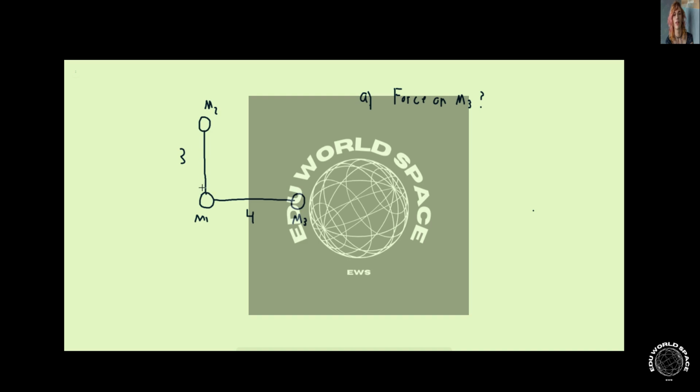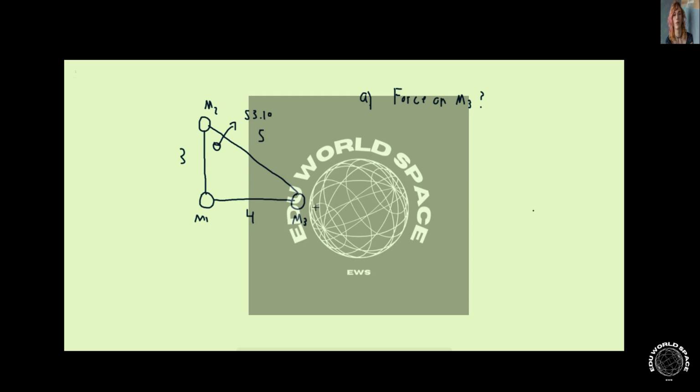So if one side is 3, the other side's 4, and this is a right angle, we know then that the hypotenuse is going to be 5 meters. And this angle theta right here, we could calculate as 53.1 degrees. So I just did inverse tangent of 4 over 3 to get that.